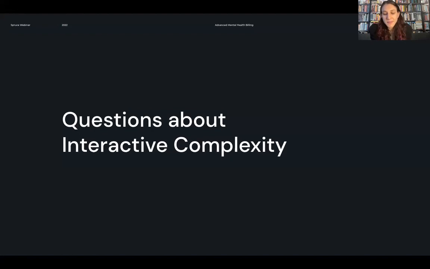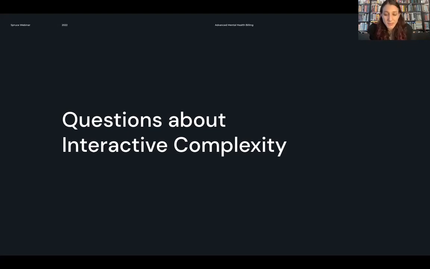Okay, we have another one. This is similar. Would devices for EMDR, tappers, light bar count for interactive complexity? Yes, I think if you are using devices, you could choose to bill interactive complexity with a psychotherapy code. My question that I'm not certain of the answer to is whether there is a different code that's more specific to EMDR that would ultimately be higher yield. So that would be the question I would encourage you to research.